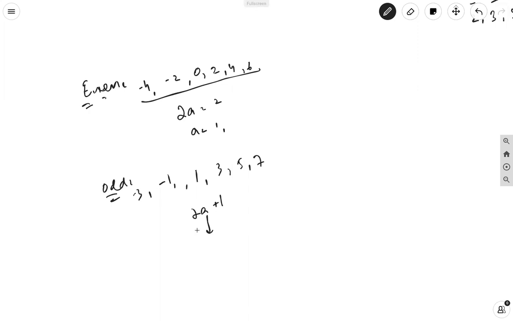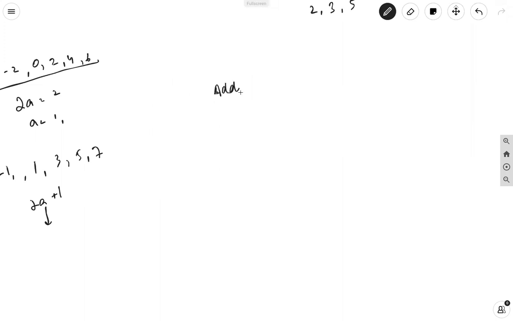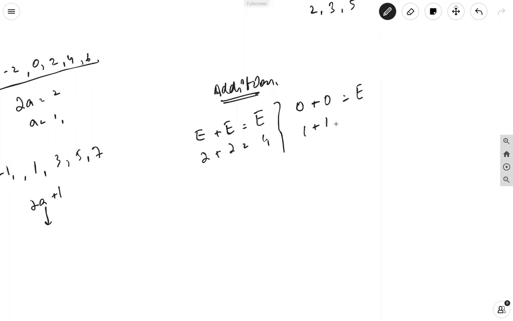Now let's discuss some generic operations on even and odd integers. First, addition. If we add two even numbers, the result is always even. For example, 2 plus 2 is 4. If we have one odd and add another odd, the result is again even. Take the example 1 plus 1, which is 2. Now, if we have one even and one odd, the result is odd. 1 plus 2 is 3, or 2 plus 1 is 3.